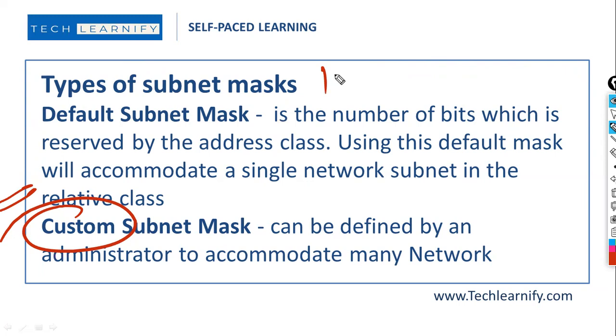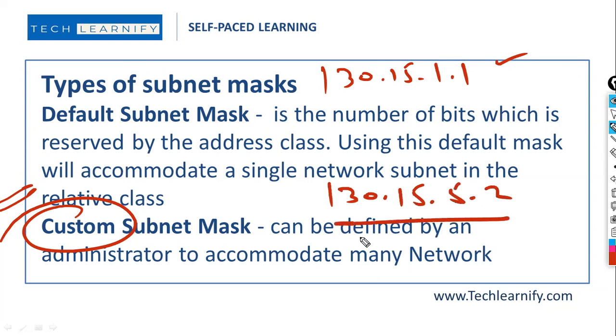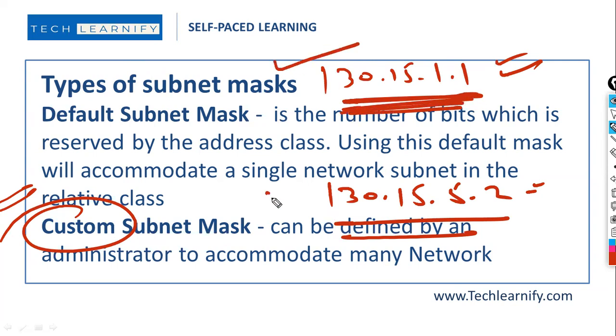Let's say I assigned 130.15.1.1 IP to one of the computers, and I assigned 115.5.2 to another computer, and they are not communicating. Is the IP correct or not? As an instructor, I will ask you, please tell me the subnet mask. What subnet mask have you assigned against this IP and this IP? If you tell me that I'm using the default mask, then definitely my answer would be yes, they should communicate, right?